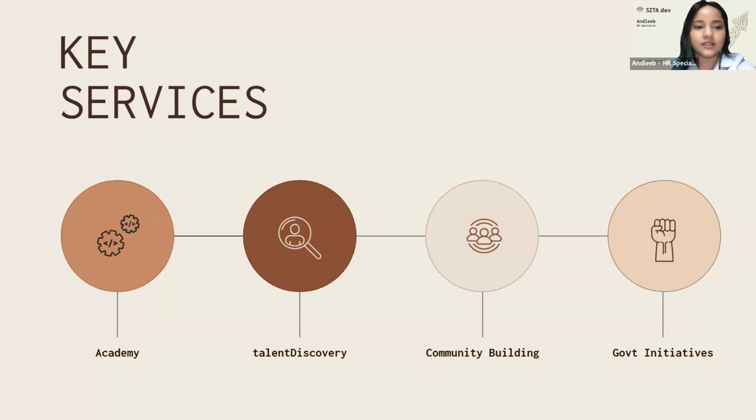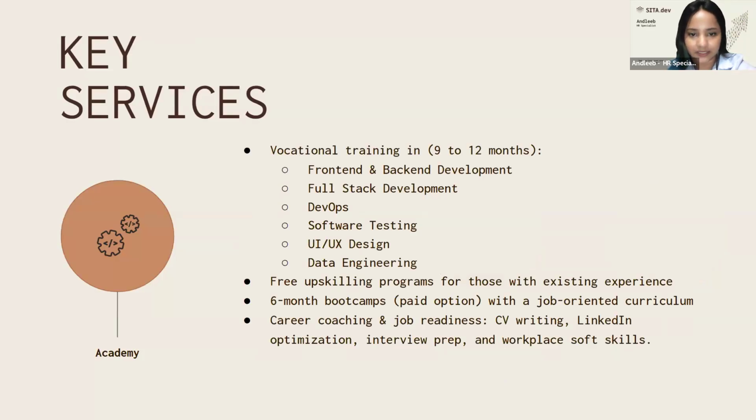Moving on to discussing the key services of SITA.dev, we have academy, talent discovery, community building, and government initiatives. I will walk you through each and every service in a bit of detail. So under academy, SITA is providing vocational trainings, which last around 9 to 12 months. The training paths are in front-end, back-end development, full-stack development, DevOps, software testing, UX design, data engineering.